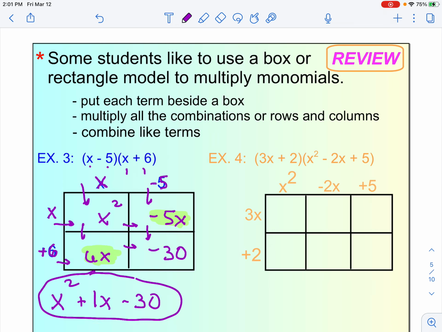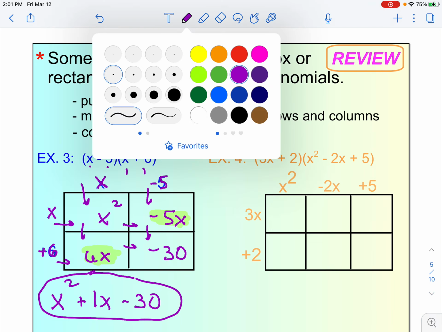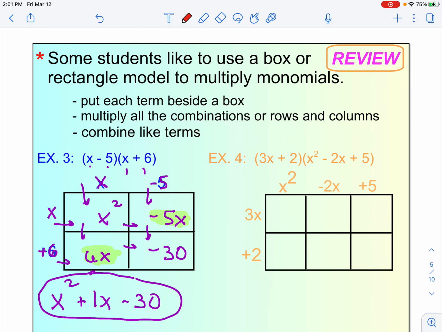But the nice thing about using the box method that a lot of students like is that you can actually use it for more complicated polynomials. So if you look at example 4 right here, we could actually use it to multiply 3x and 2, so here's our 3x and our 2, by x squared minus 2x plus 5. So again, see all these terms listed above.